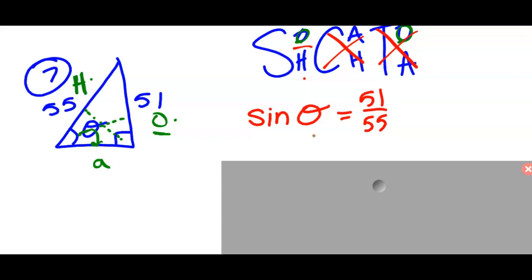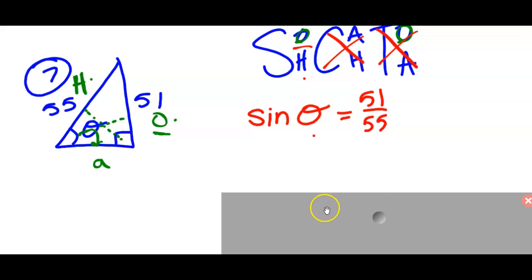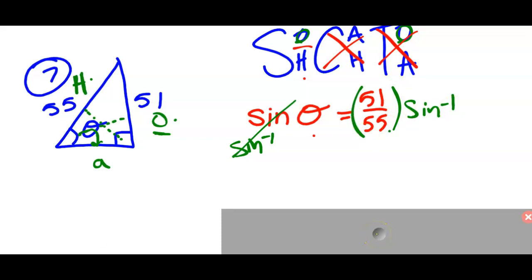Sine of theta equals 51 over 55. Now, again, I have to take that inverse sine to cancel this out, and the inverse sine to find out what this is. I'm going to enter this in my calculator, and when I do that, I get approximately 68 degrees. I'm going to round to a whole number here, and that's how I'm going to do that.